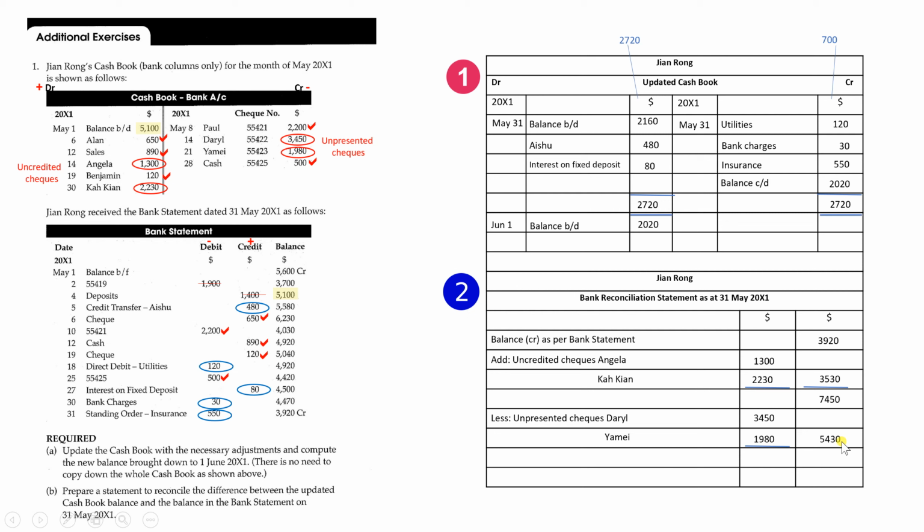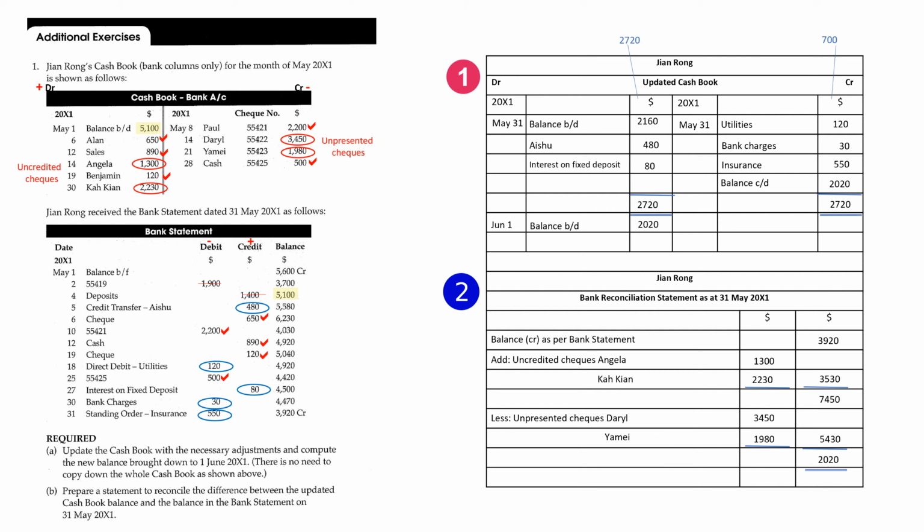So you will not get confused, because if you don't put the bracket over here, later on you might think this is to add up. I would strongly encourage you to put the bracket over here to signify this is the minus. So bracket 5430. So 7450 minus 5430, you have 2020. And you put the double line like this.